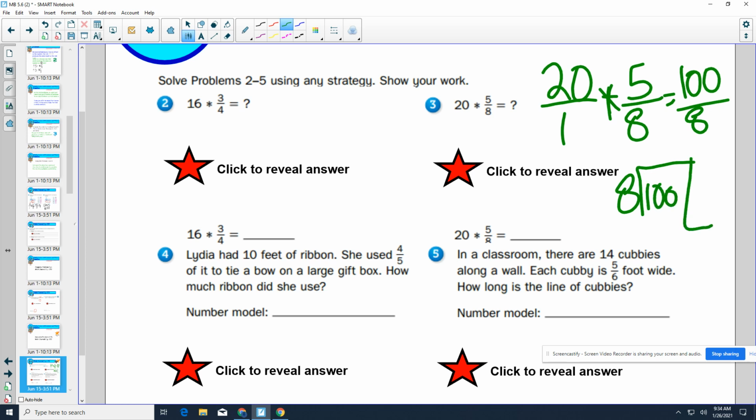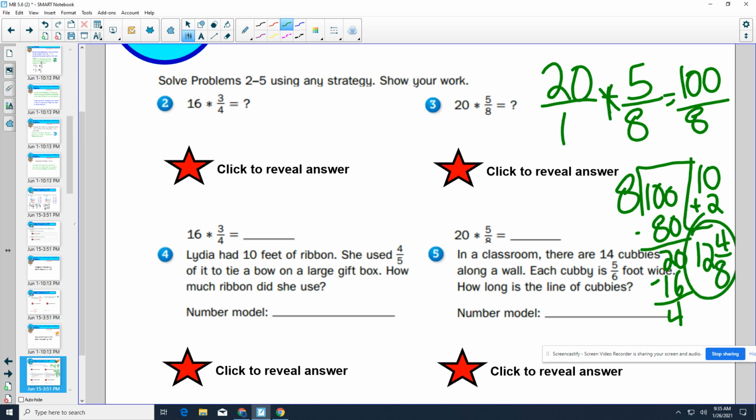Let's see, I could do 10, right? Because I know 10 times 8 is 80, and I get 20 left over. And I know 8 times 3 is 24, so that won't work. So I could do 2, I get 16, remainder 4. So I get 12 and 4/8, or 12 and a half.